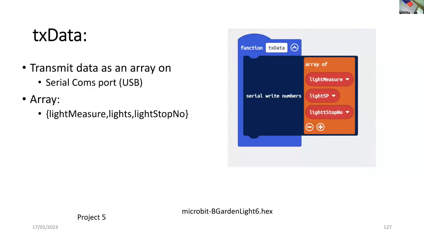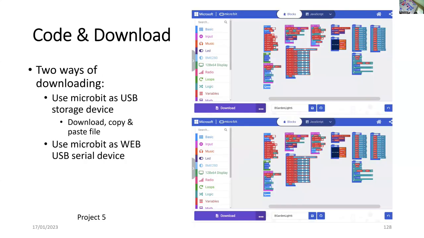To transmit it this time, we're going to transmit an array of measured light, the set point, and also the flag of the light stop number. So you might like to code that up and download it to your microbit and see if it works with your Grove neopixel LED.